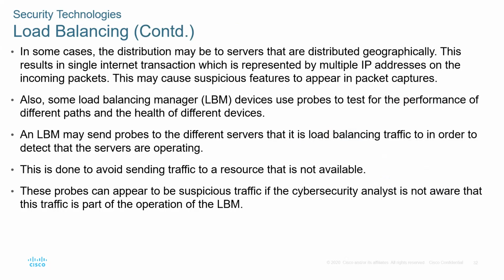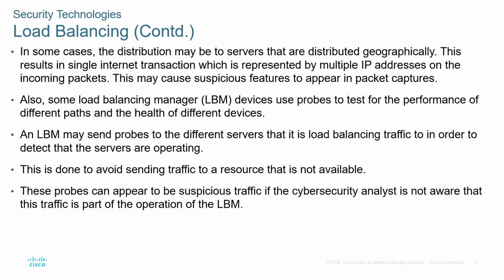In some cases, the distribution may be to servers that are geographically distributed. This typically results in a single internet transaction, which can be represented by multiple IP addresses on incoming packets. This may cause suspicious features to appear in packet captures. Also, a lot of load balancing manager devices use probes to test the performance of different paths, as well as the health of different devices.